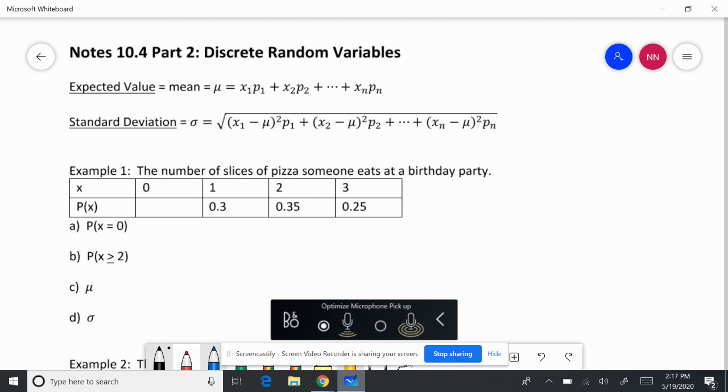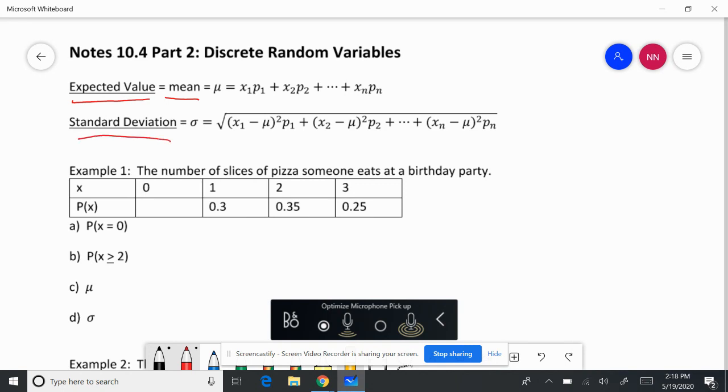We're going to continue with discrete random variables. We have our table that we've been working with. There's two more aspects of the table that we're going to be finding. One is our expected value, and the expected value is the same thing as the mean. So if we're trying to find the average or mean, that means the exact same thing as the expected value. The other thing that we're going to find is the standard deviation.